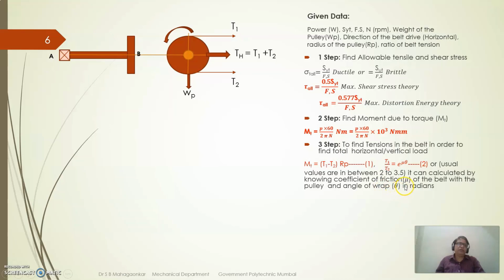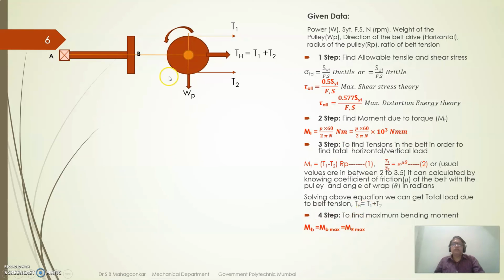And then the wrap angle, if you know it, you will get this answer, e raised to mu into theta. And after solving the problem, TH is equal to T1 plus T2, I can get it. Okay, horizontal component. So TH is equal to T1 plus T2. And then the fourth step is to find the maximum bending moment. So here I have to go for this. So draw this figure neatly, and then the right side you can use for writing the equations like this, and the left side place for drawing the figures.